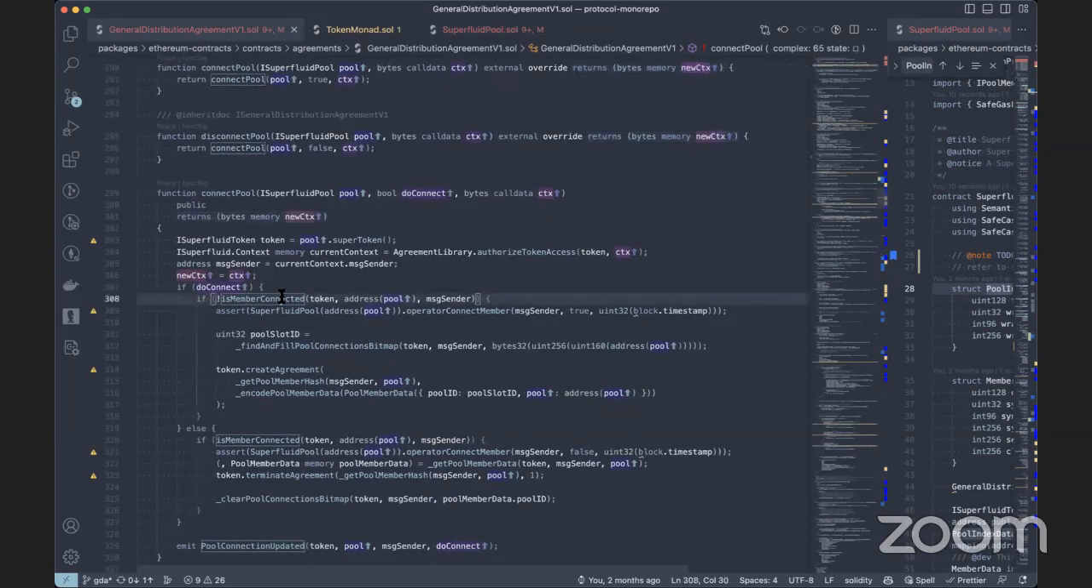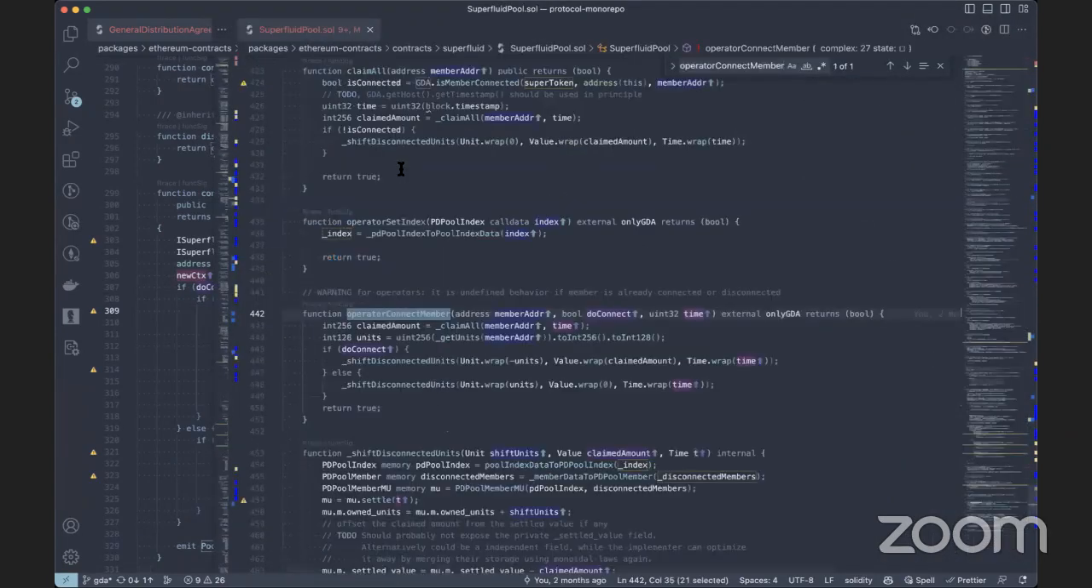And if the member is not connected, we do all this before going there, how we do this authorized token access, which is needed for all call agreement functions. And let's say they want to connect. So we run this code block. We do an assert that the operator connect member, passing the sender from context, passing true and the current time. Let's see what this does.